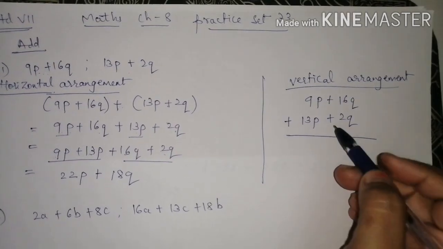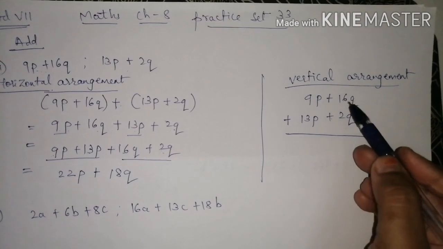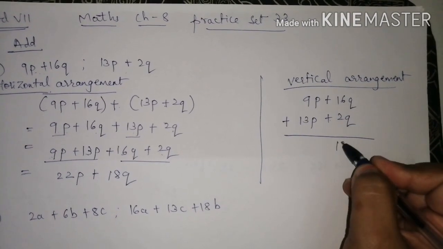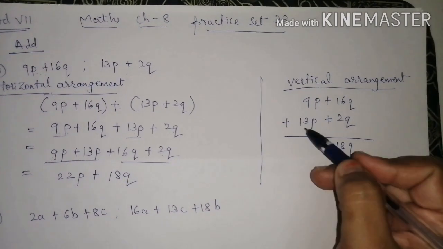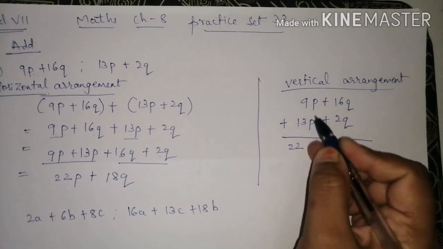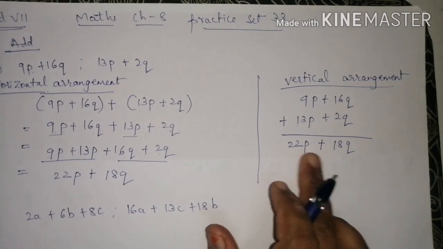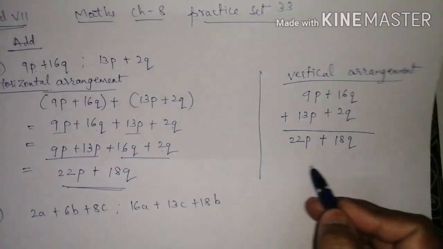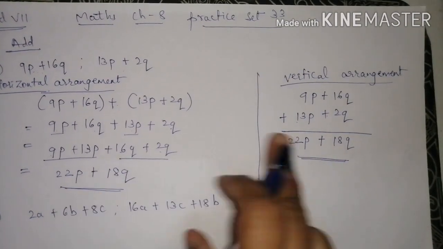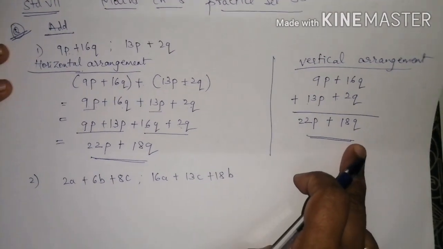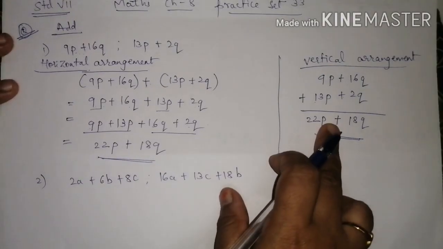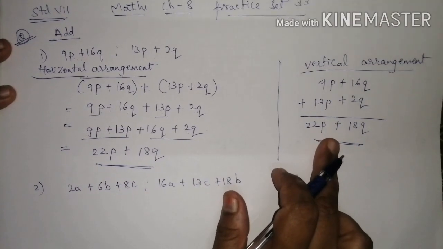Now after that add it. Plus plus is plus only, so 16 plus 2 is 18. Q you write one time. Plus plus is plus, 13 plus 9 is 22, and p we write once as it is. So the answer should be the same in both arrangements, vertical and horizontal. So 22p plus 18q, 22p plus 18q. So both methods I have shown, any one method you can solve it.